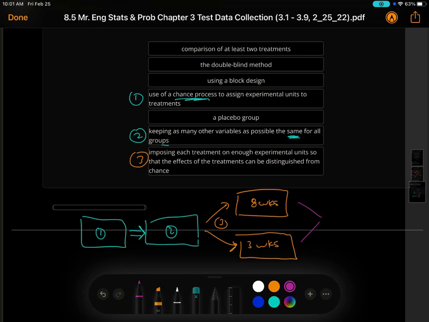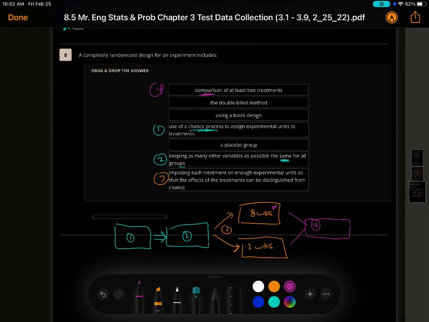And then the last one is you need to compare the results. And then they probably found that those who took 8 weeks between the vaccines had less chance of getting some heart disease. Okay?